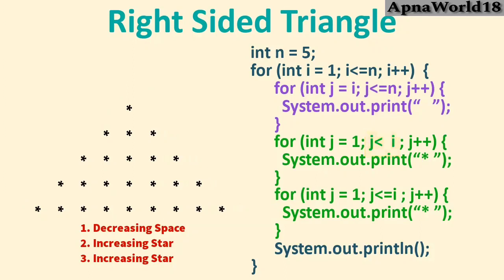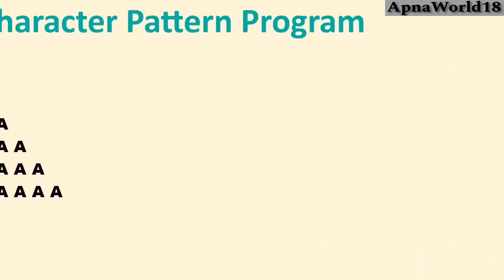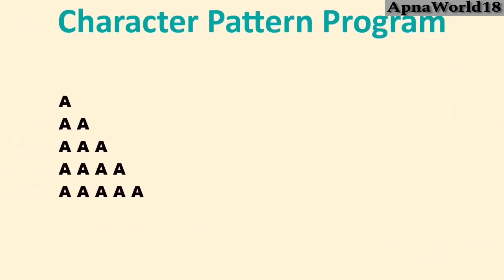So when you are given a character pattern, I will assume you do know how to create the shape with stars and we are going to just reuse that code to build our character pattern program. Now let's see how we will handle a character pattern program. Let's start easy with a single character pattern. Suppose it was a pattern of just A's.